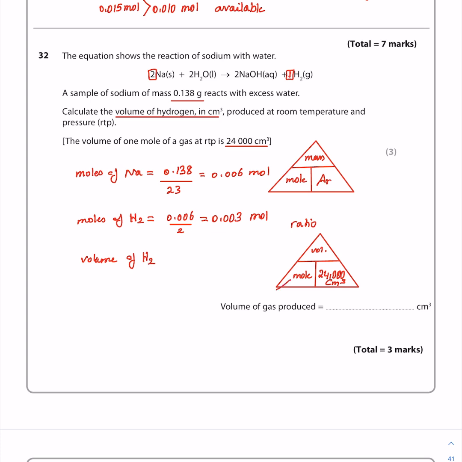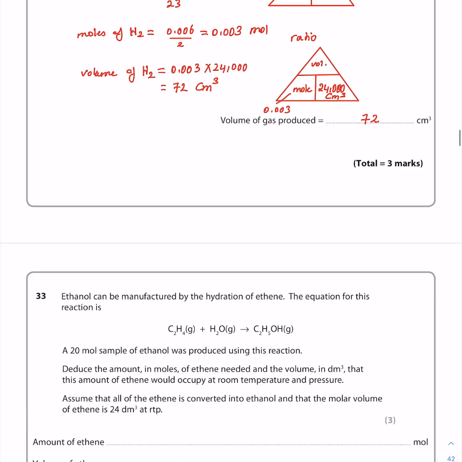هندخل المولز اللي احنا مطلعينها 0.003 ونعملها multiplying by 24,000 عشان نطلع الفوليوم of hydrogen gas. هيطلع الفوليوم of hydrogen gas 0.003 times 24,000 equals 72 cubic centimeter. يبقى هنا الانسر 72 cubic centimeter.